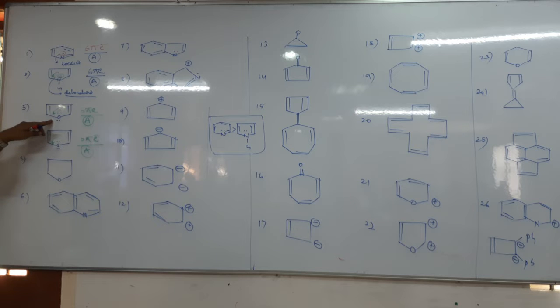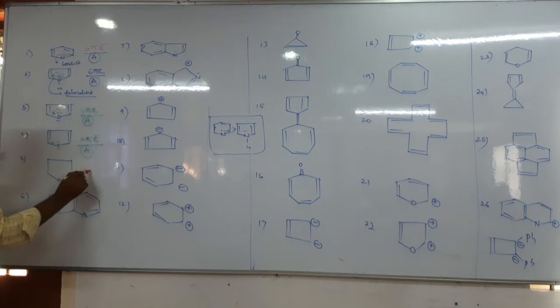In furan, there are 2 lone pairs. Out of 2 lone pairs, one is localized, another is delocalized. One localized, the other lone pair delocalized. Next, there are 2 lone pairs. Is it aromatic or anti-aromatic? Non-aromatic. Why? There are 4 sp3 carbons, right?